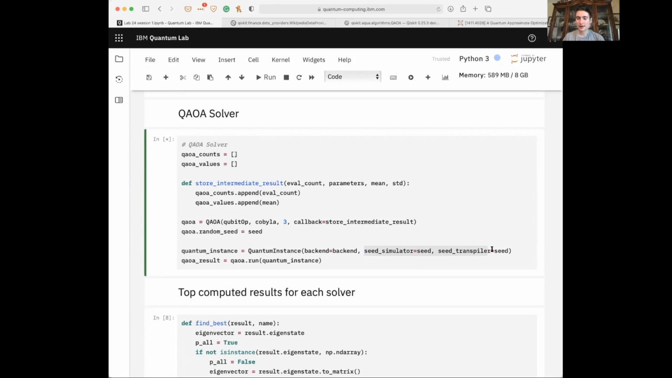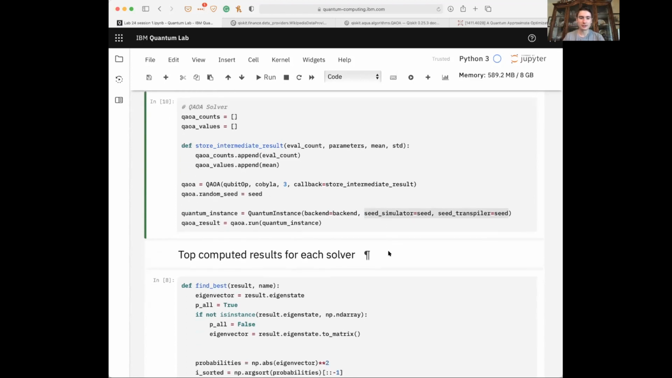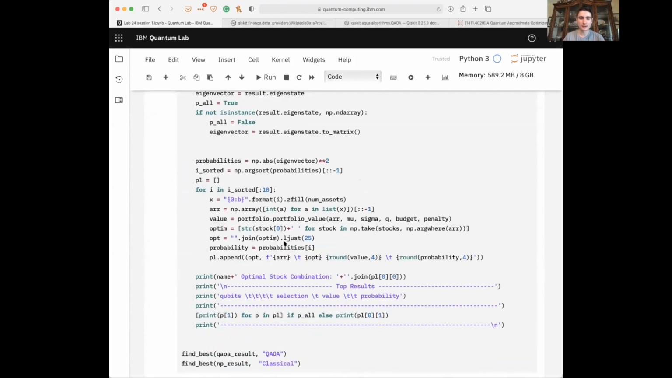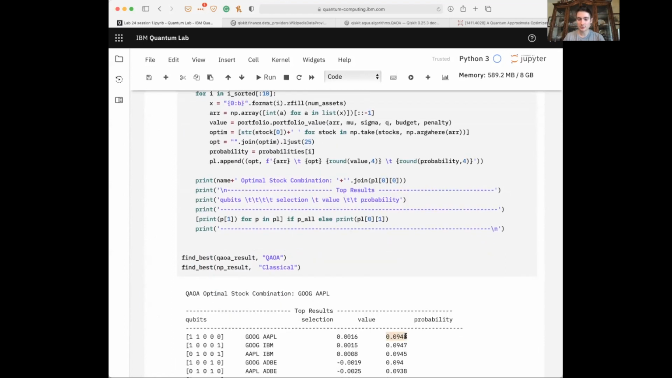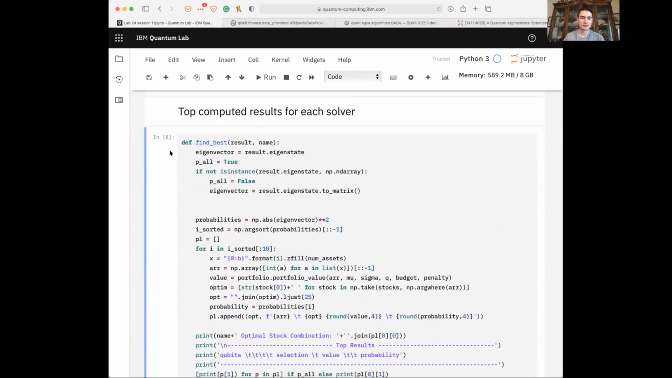It seems like we're providing seeds to this. And seeds, again, if you don't know what these are, you can look up what a random number generator seed is. But that should actually fix the execution of our algorithm. It should remove all the randomness from it. Let's see if that happens, though. So our first probability was what, 0.0948?